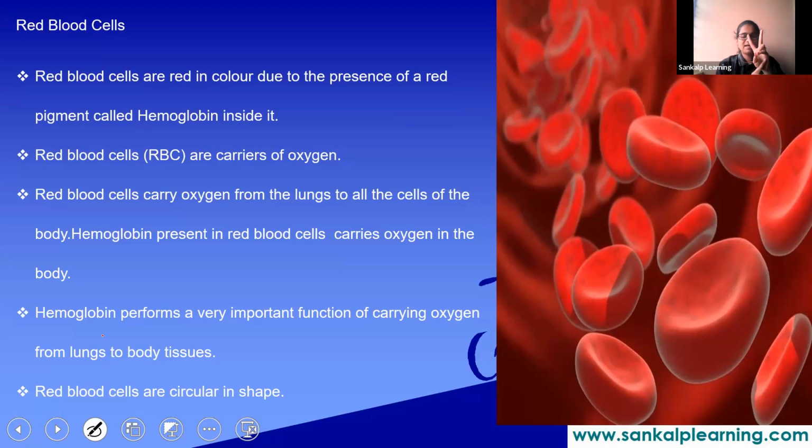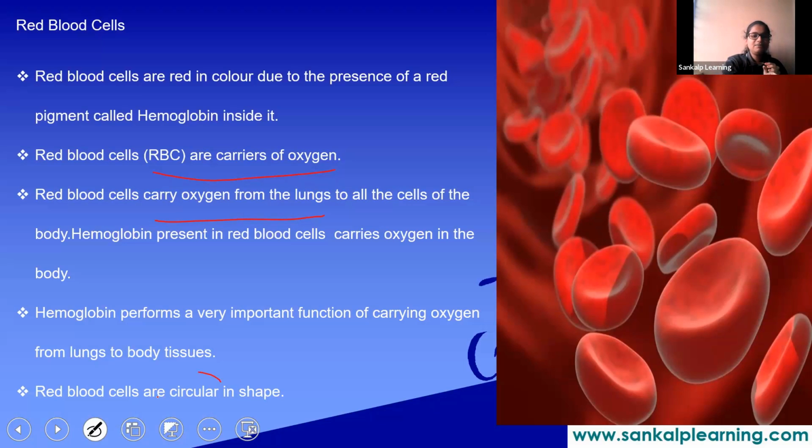So hemoglobin has 2 functions. One is it gives red color due to the presence of iron in it, and it carries oxygen. As hemoglobin carries oxygen, the main function of RBC becomes carrying of oxygen. It carries oxygen from the lungs to all the cells of the body, and it also carries the carbon dioxide rich blood from all the cells to the lungs. Like this, transportation of blood will be done by red blood cells.